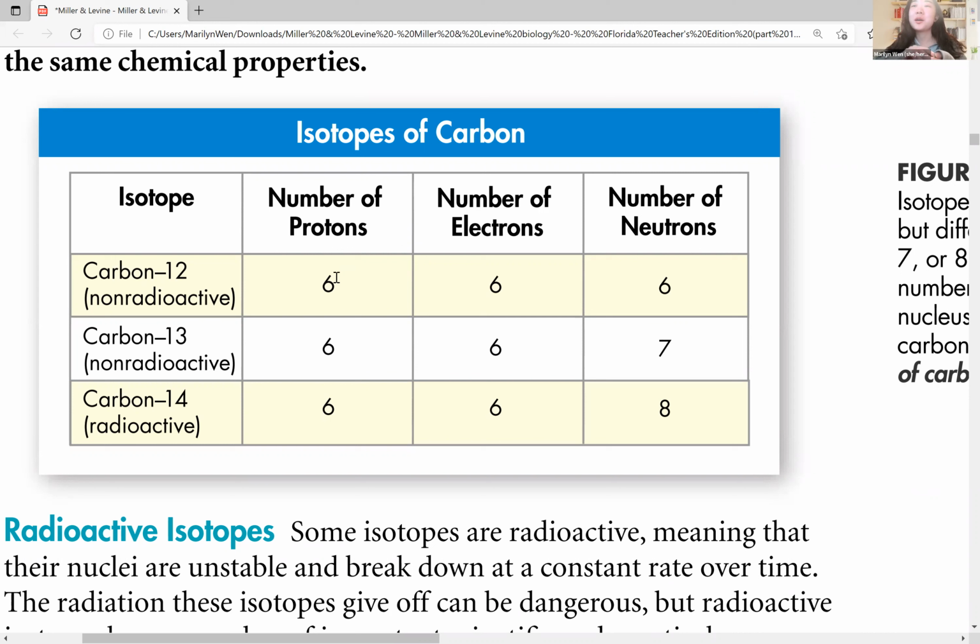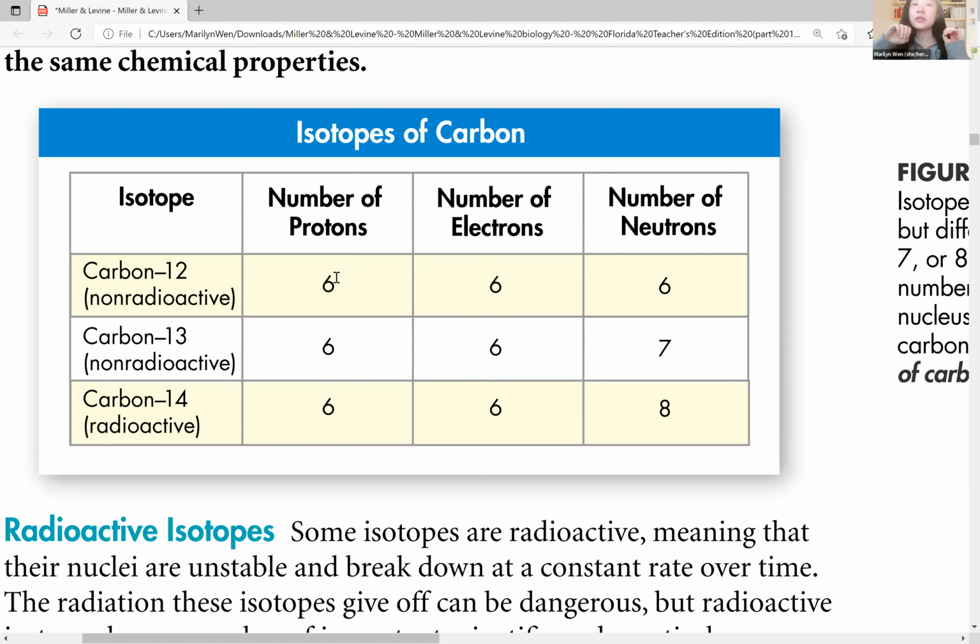And why it has a usual number of 12 is that usually in a normal element, you have the same number of protons as you have neutrons. So the usual one is carbon 12, because it has 6 protons and 6 neutrons. So it weighs 12. And then carbon 13 is when you have an added number of neutrons.